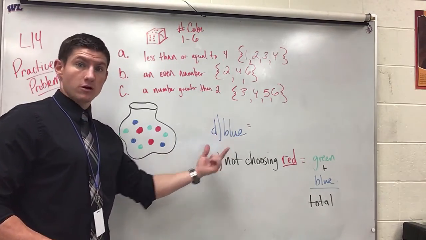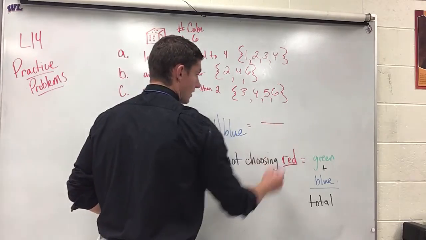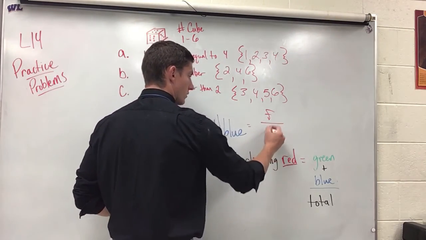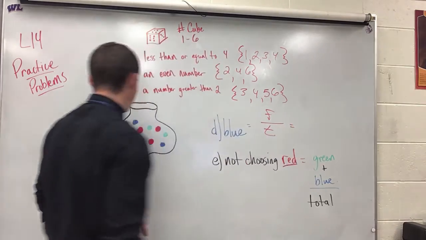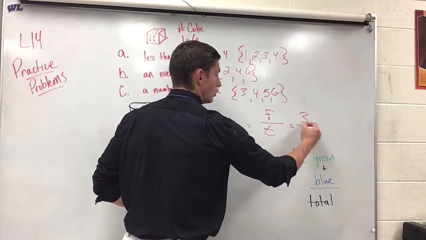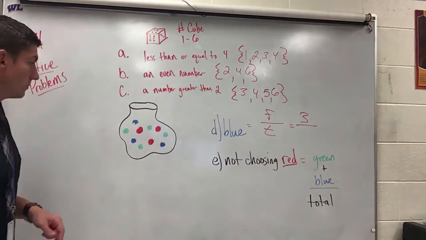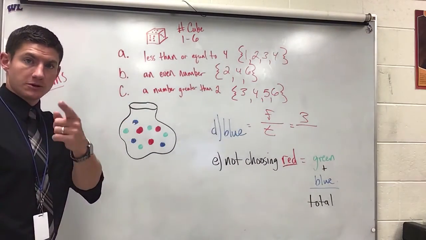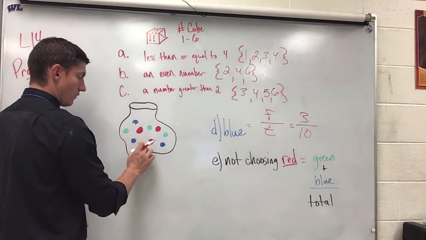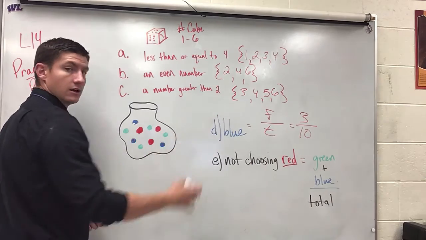Blue is the favorable outcome that we have, and we have to then think about the total number of outcomes. So we've got favorable outcomes over the total. Let's take a look at what that would be. Blue is 1, 2, 3. That goes in our numerator. The total would be all the marbles added together. So 4 plus 3 plus 3 is a total of 10. Just to count that, 1, 2, 3, 4, 5, 6, 7, 8, 9, 10 gives us 3 out of 10.